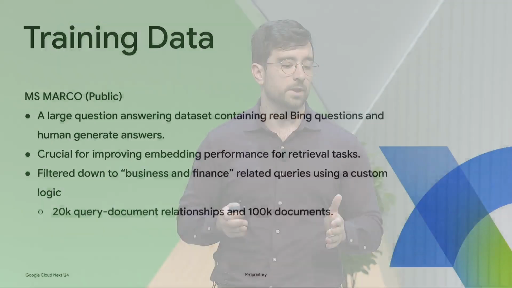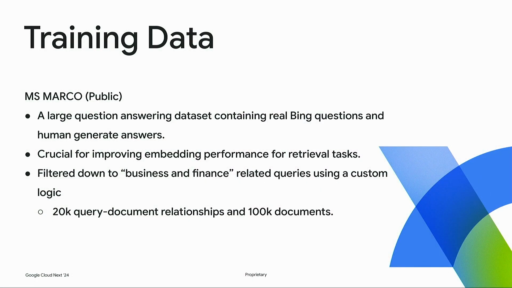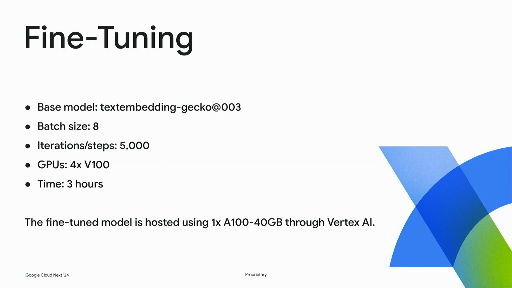One of the things that's really important when you're using this training data is to filter down for the specific domain. In this case, we've filtered down to business and finance-related queries using custom logic. Something kind of fun about this is that we did use Gemini Pro to do that filtering. We asked, is this query about business and finance? We then filtered that out, and then did a sampling over that. So we end up with about 20,000 query document relationships over 100K documents.